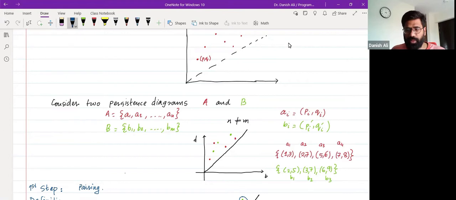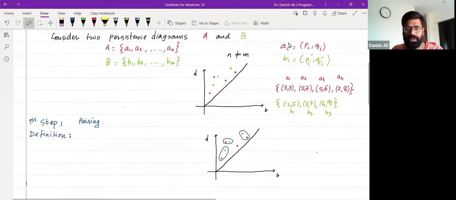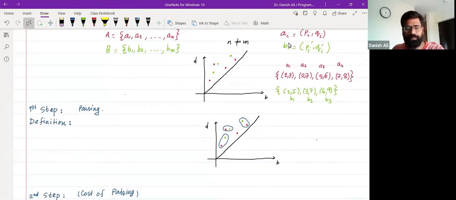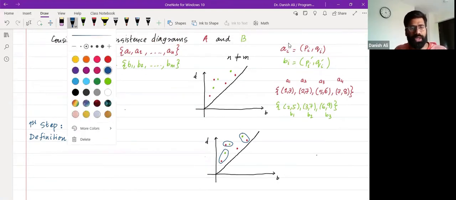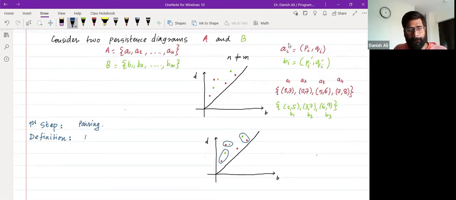I will introduce this bottleneck distance in 3 steps. The first step is pairing of the elements of the two diagrams. So I start with the definition of the partial match between sets.